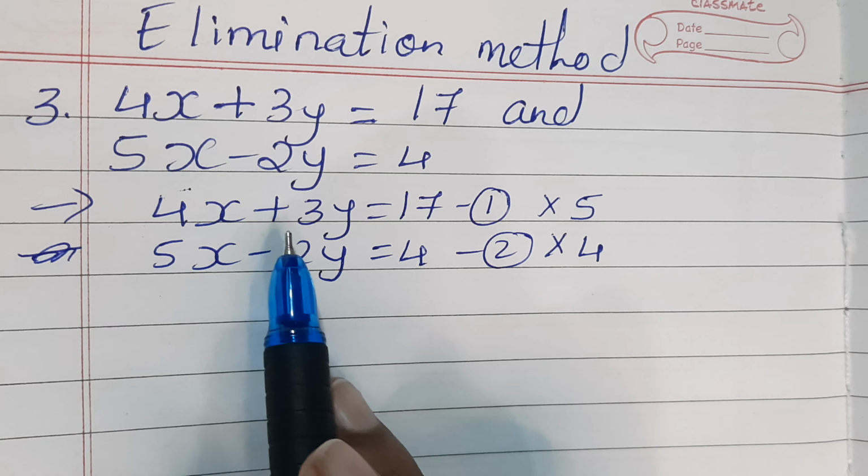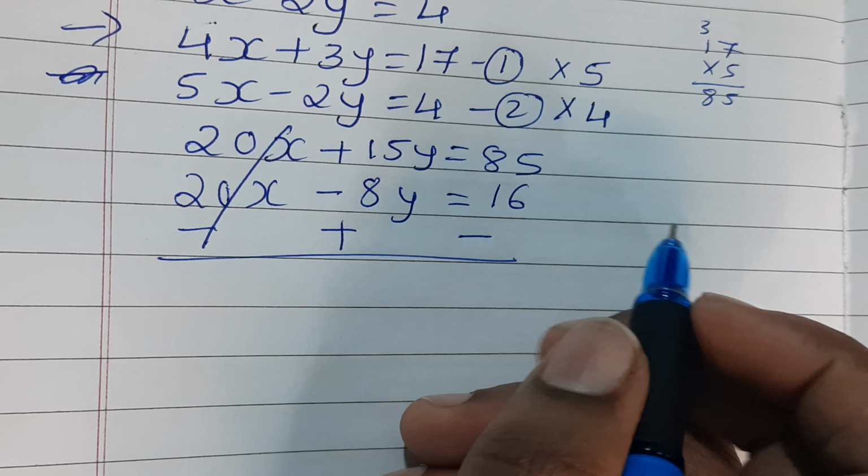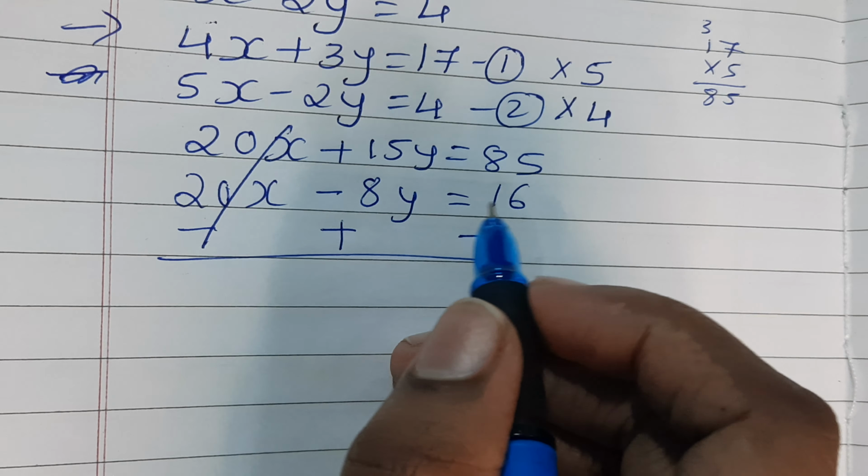20x will get cancelled. Now this one will be 15 plus 8, which will give you how much? 23y. 23y is equal to, now subtract, the sign of the greater number. So if you subtract, what will you get? 85 minus 16, you all do. It gives 69. Okay, so y is equal to 69 upon 23.